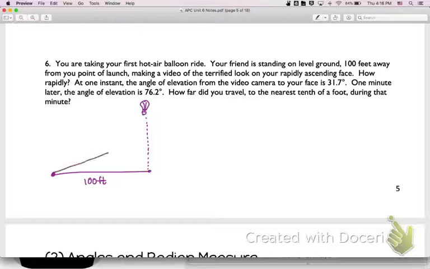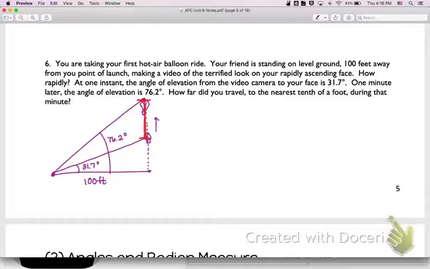So at some point, we're looking at this triangle. At some point, the balloon was right here. Okay, so that was when this angle was 31.7 degrees. But then the balloon keeps on going, and then the next time they look at your face, the angle, which is not just this little sliver, it's again all the way to the ground, is 76.2 degrees. We want to know how far did we travel between those 2 points, so we're looking for this height right here.